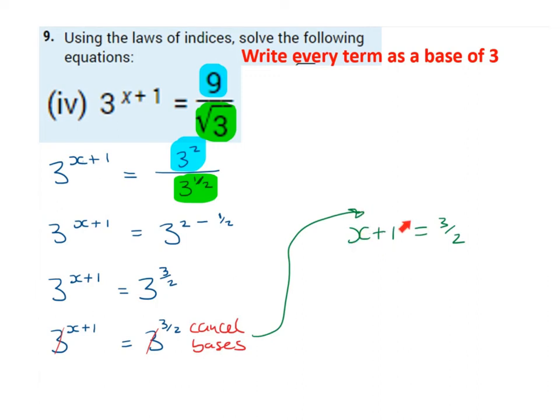So we have x plus 1 is equal to 3 over 2. Now we're going to bring the plus 1 over the equal sign. It'll become minus 1. So x is equal to 3 over 2 minus 1. So x is equal to a half.